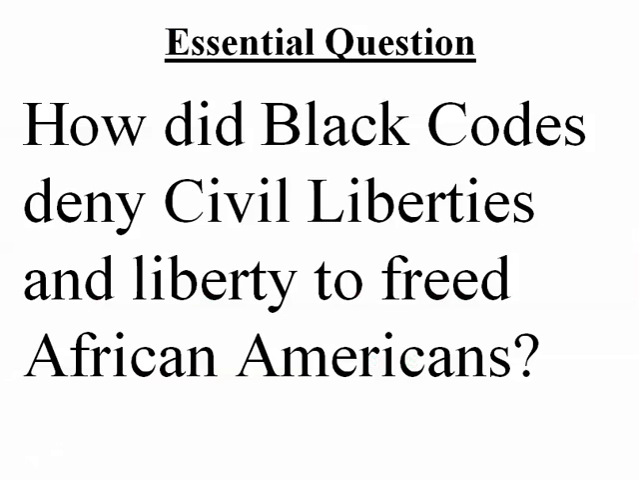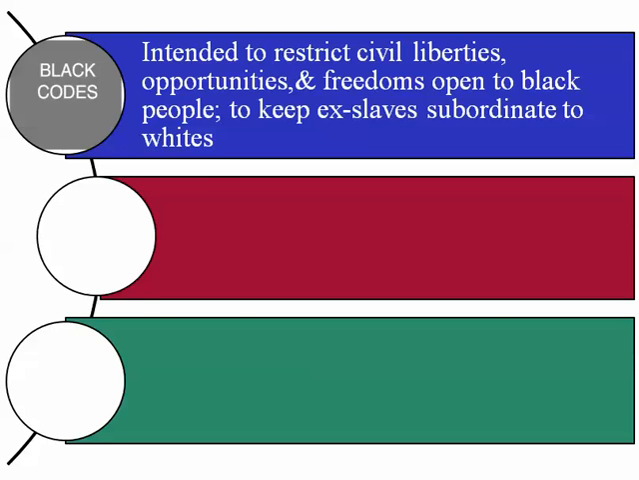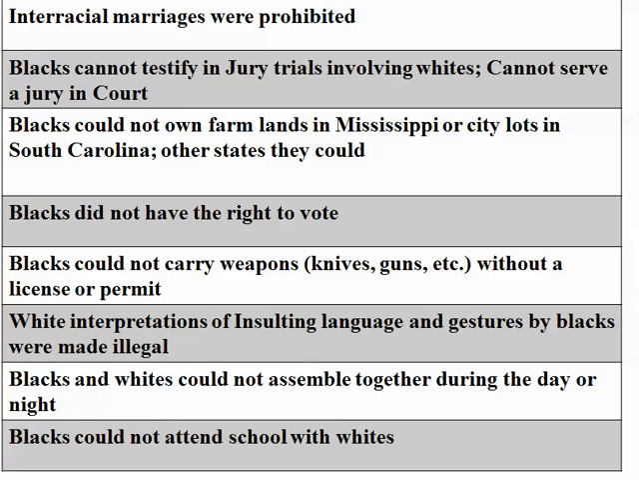Alright, so let's look at our first essential question. How did black codes deny civil liberties and liberty to free African Americans? And it ties in, and that's this first one here. If we look at these black codes, there were laws, and codes are laws basically that are codified, or put in books and recorded, that are made by state general assemblies or state legislatures that make the law. Alright, so these codes are passed, these laws.